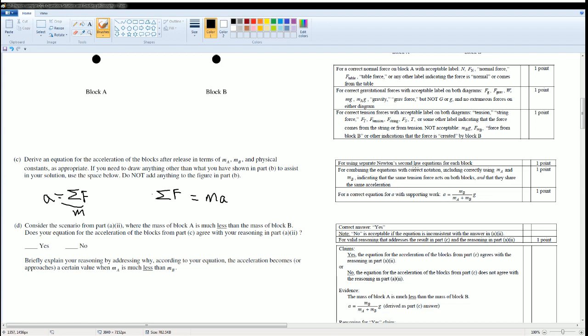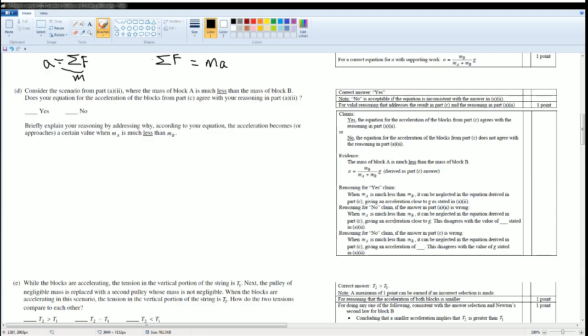And look at the way the points are given. They give 1 for using a separate Newton's second law equation for each block, 2 for combining it correctly, and 3 for the correct answer. So even if you didn't get the correct answer because you messed up your algebra, you could still earn the first 2 points.